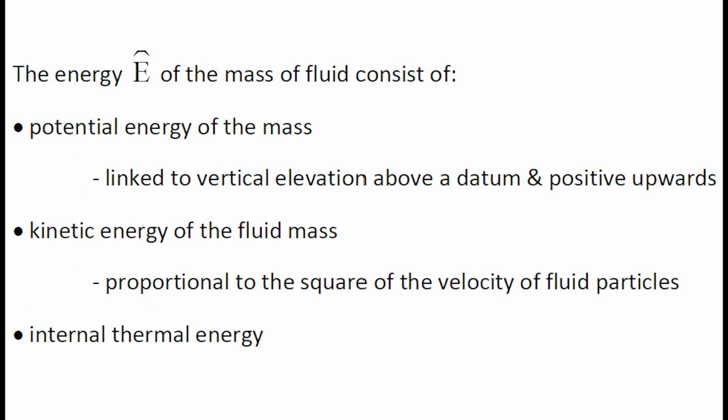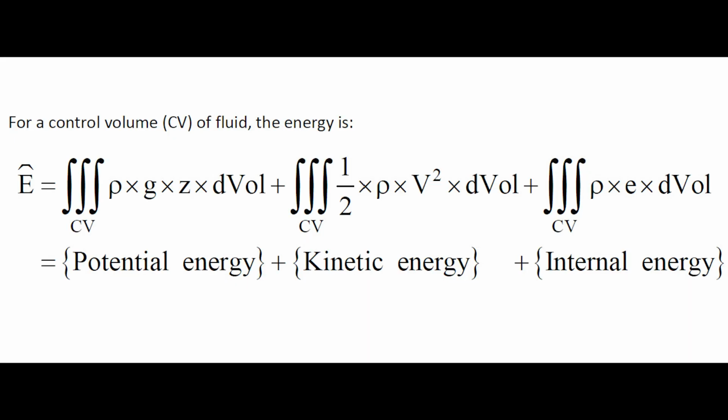The energy of the mass of the fluid consists of potential energy of the mass, kinetic energy of the fluid mass, and internal thermal energy. For a control volume of fluid, the energy can be expressed as shown here, with the sum of the potential energy, kinetic energy, and internal energy.